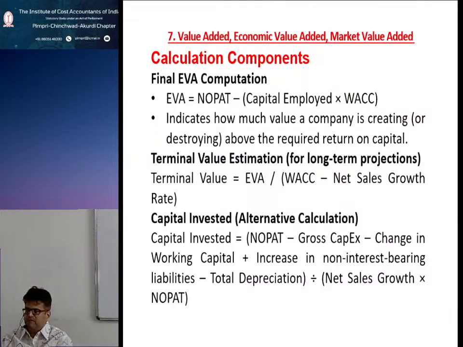So the capital invested, which is the alternative calculation for EVA, is equal to NOPAT minus gross capex minus change in working capital plus increase in non-interest bearing liabilities minus total depreciation, divided by net sales growth into NOPAT. So that's the formula as an alternative method to calculate EVA, which means capital invested.